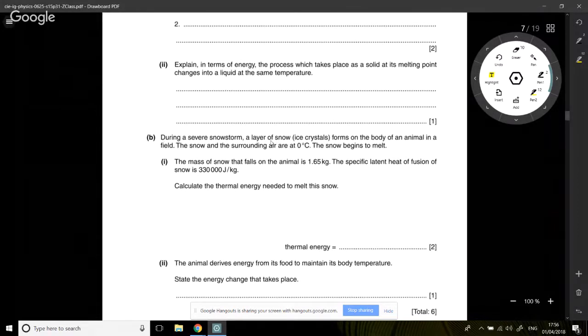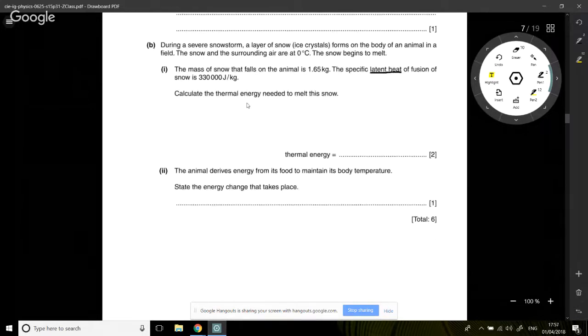All right, then this all leads on to this question here, where during a severe storm, a layer of snow forms on the body of an animal in a field. The snow and the surrounding air is at 0 degrees. The snow begins to melt. Basically, what they're assuming is that this is a latent heat process in which, even though the snow is melting, it stays at roughly the same temperature. And then the specific latent heat of fusion is this. That's the key word to help you suggest that that's what's happening.